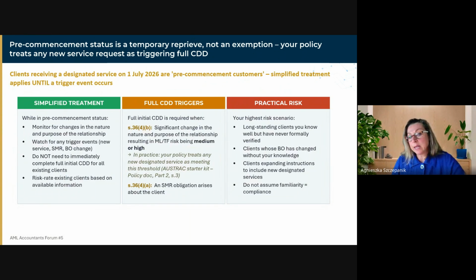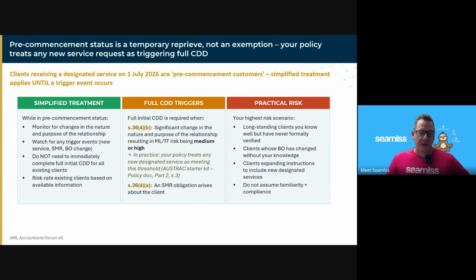And I think the key thing is don't assume familiarity equals compliance, because there have absolutely been instances overseas, in the UK and New Zealand, where this has happened. I think it's just being aware of when those designated services are triggered, or when something seems a bit odd. Use your spidey senses to work it out. Absolutely.